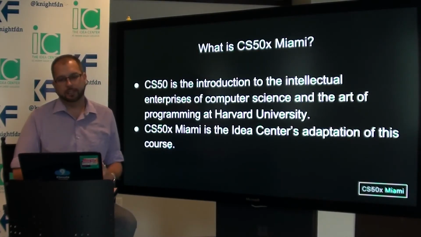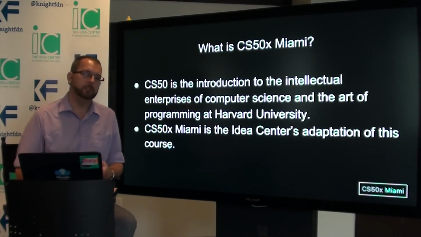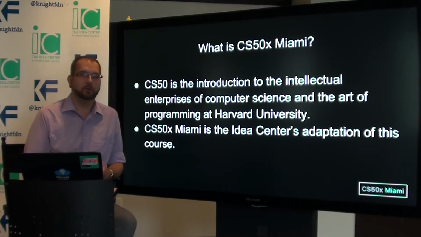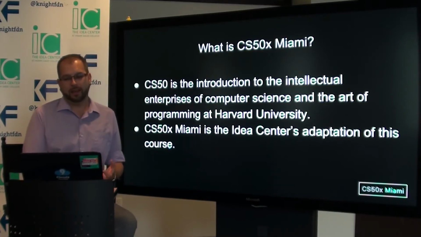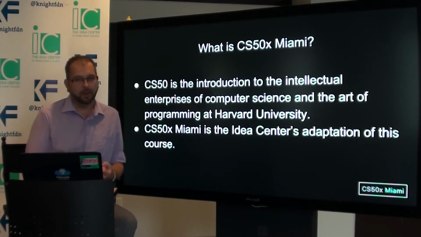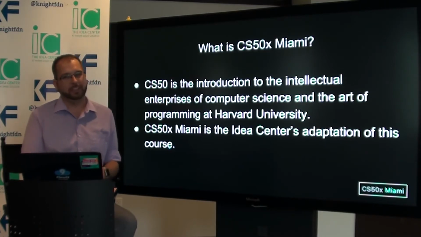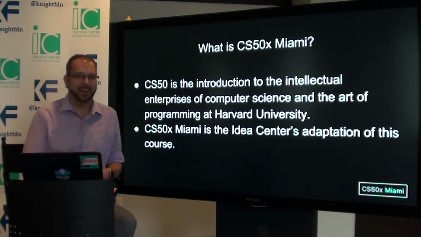Now, CS50 is a course which is taught at Harvard. It's called the Introduction to the Intellectual Enterprises of Computer Science and the Art of Programming. Now, the course that we offer, CS50x Miami, is our own adaptation of this course. So it's kind of like you get to take a Harvard course here without having to go up to the cold north Boston area. You can stay here in sunny Florida.